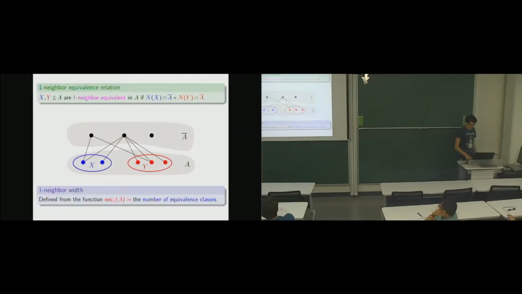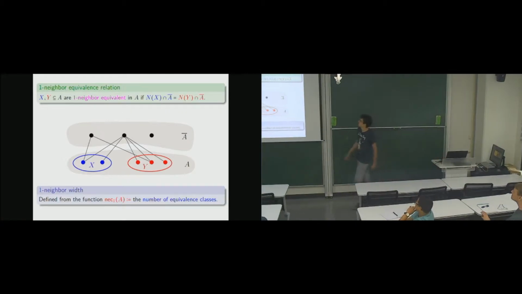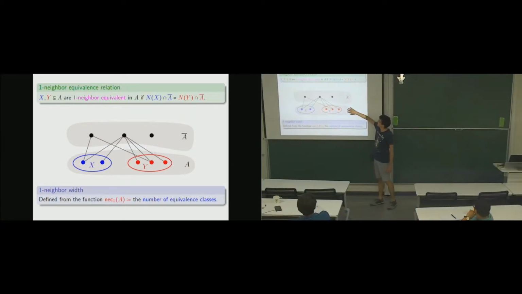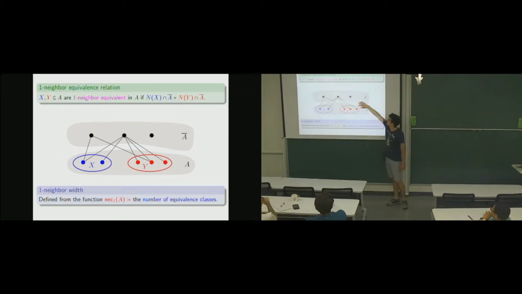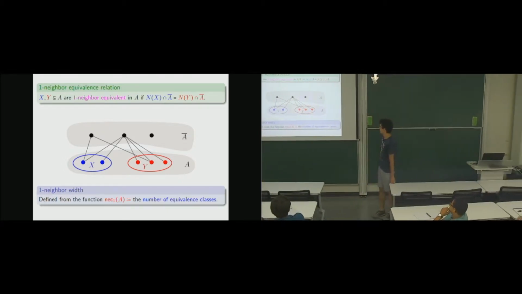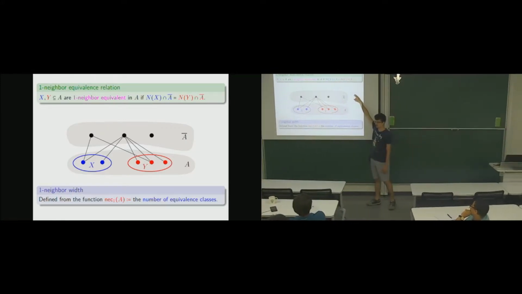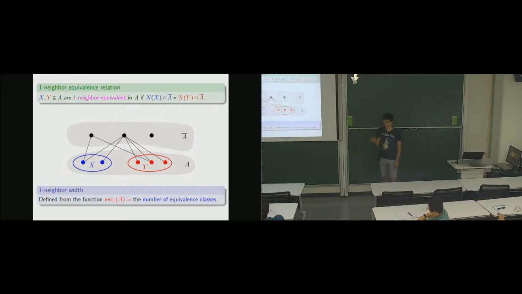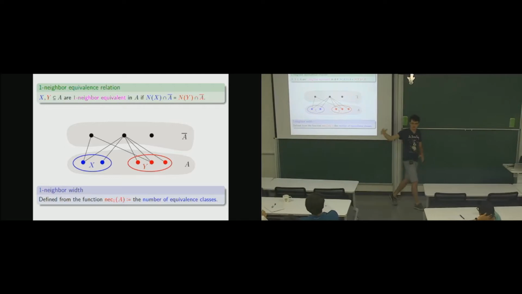Okay, and for the one neighbor width, you take a set A, and you say that two sets X and Y are one neighbor equivalent if they have the same neighborhood in the complementary. And now you define this function, which is just the number of equivalence classes of this equivalence relation. And this gives you a parameter. You just have to keep in mind that two sets are equivalent if they have the same neighborhood in the complementary.